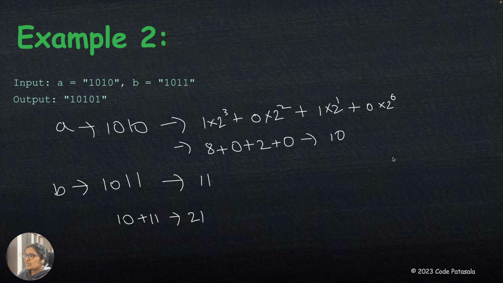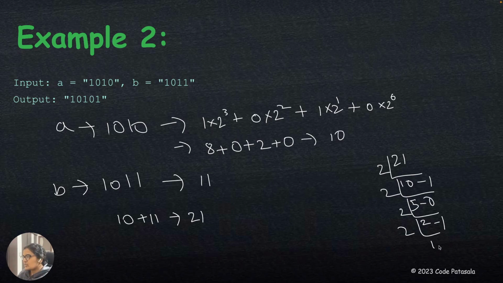You have to convert 21 to binary notation, which would be 2 tens, remainder 1, 2 5s, remainder 1, 2 2s and 2 1s, which would be 10101, which is our answer.